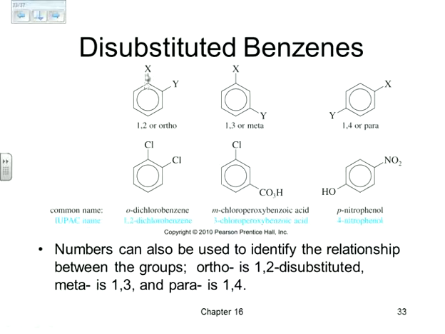Okay, so do you see if we're comparing X to Y? Let's say X was considered a carbon 1. What would Y be? 2. So the relationship here is 1, 2. We call that ortho, okay? If you have branches that are 2 apart, that relationship is called ortho. Now, what is it here? 1 and 3, and we call that meta. And then do you see here 1, and you count 1, 2, 3, 4, and that is para.